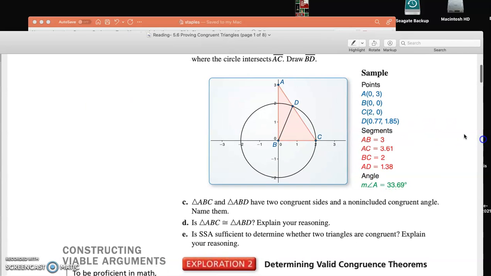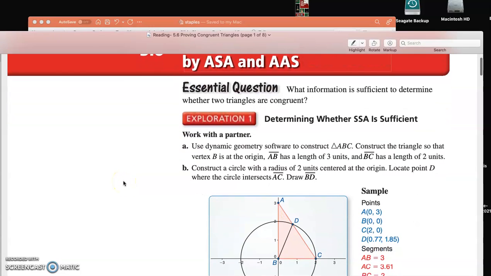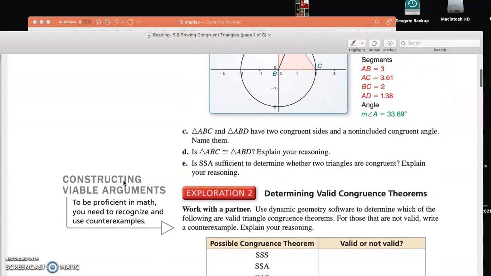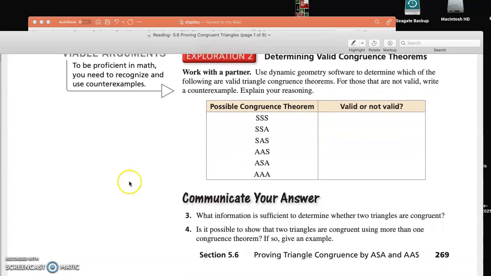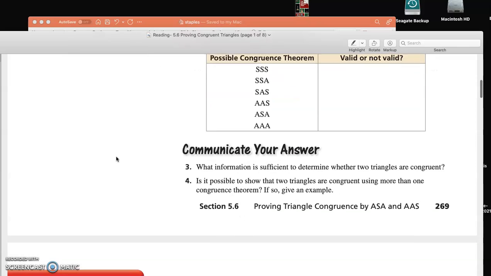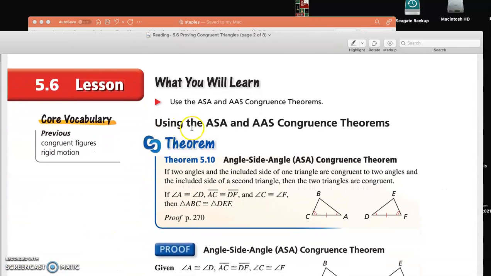So this is the reading, proving triangles congruent by ASA and AAS. Now, they use this dynamic software. You could use your Desmos geometry. Some of these we studied, some of those do not work, okay? So that's important. Here's the official lesson, using ASA and AAS congruence theorems.